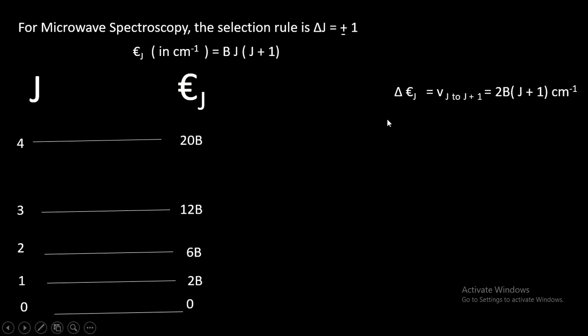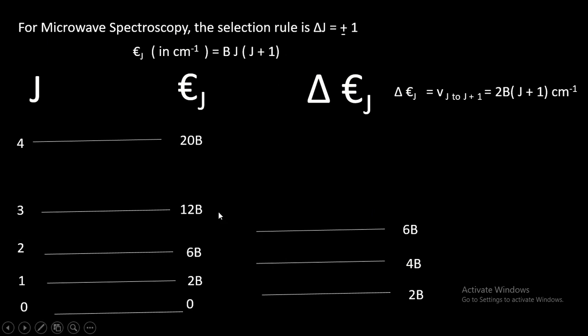Now focus on the change of energy level. We know that the formula is 2b into j plus 1. The energy level change from 0 to 1 is 2b. The change from 2b to 6b is 6b minus 2b, that is 4b. The energy change from second to third is 12b minus 6b, so this difference is 6b. Similarly, the difference between 20b and 12b is 8b. Therefore, each energy level change in successive progression is always equal to 2b per centimeter in rotational spectroscopy.